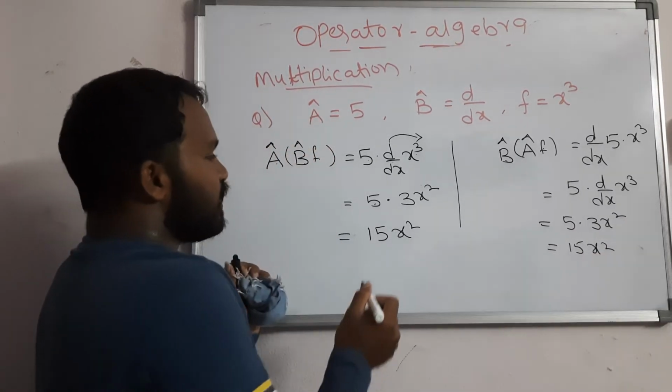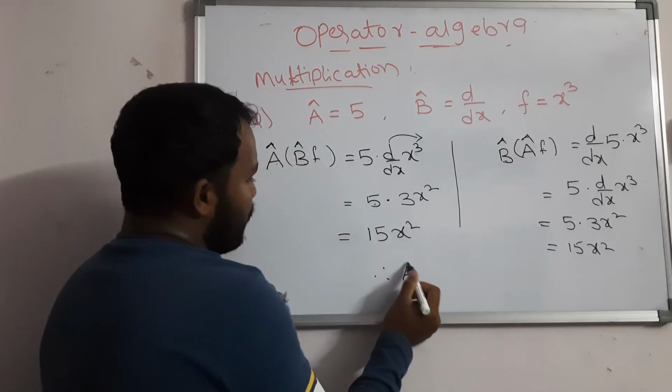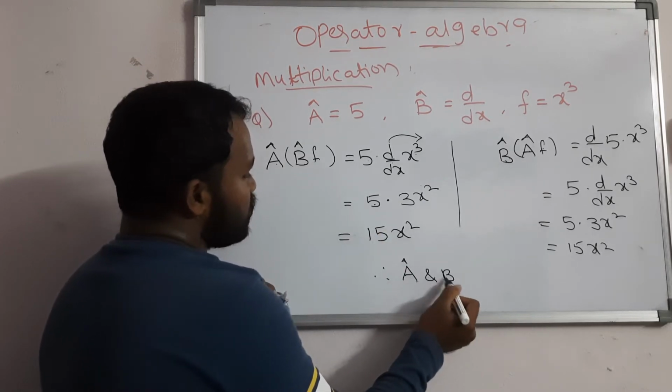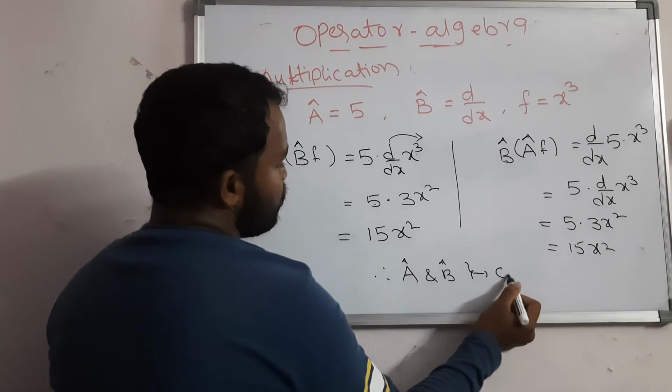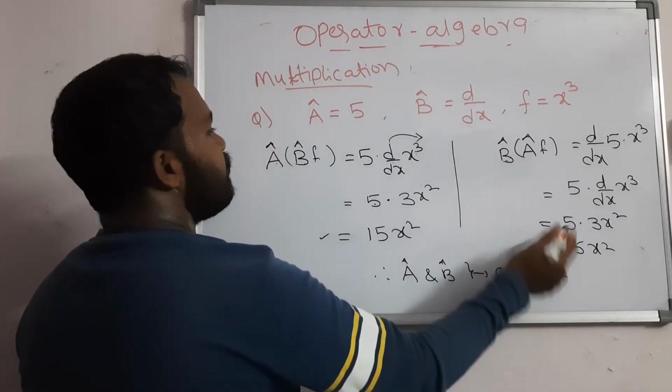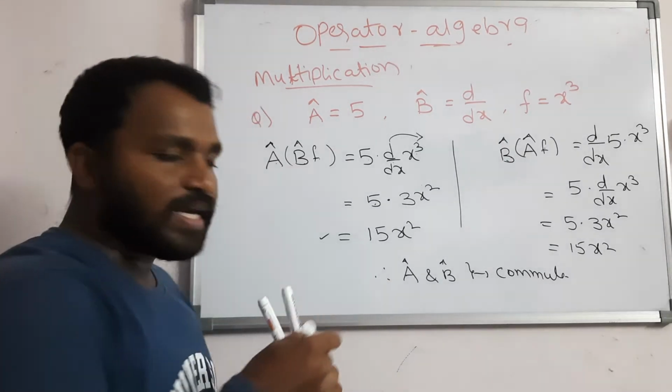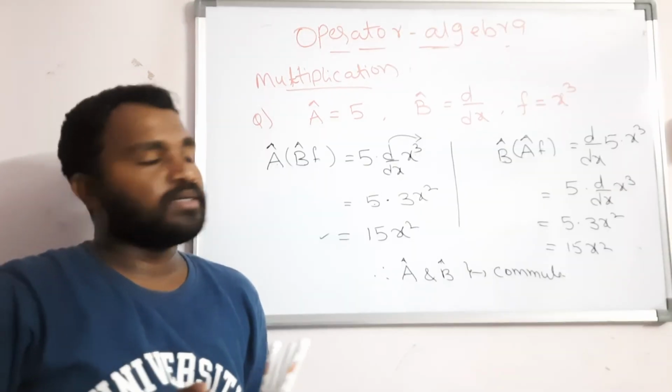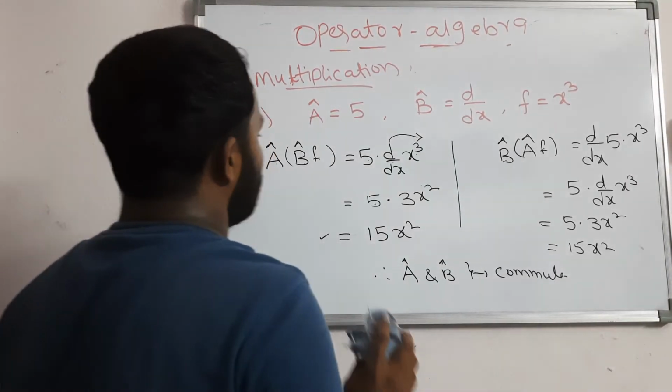So finally, A cap and B cap commute with each other. Both values are equal in multiplication, right? Now I will take another example, and we will check whether they commute or not.